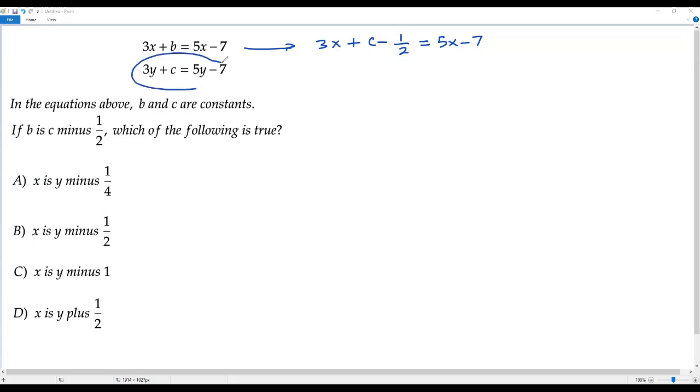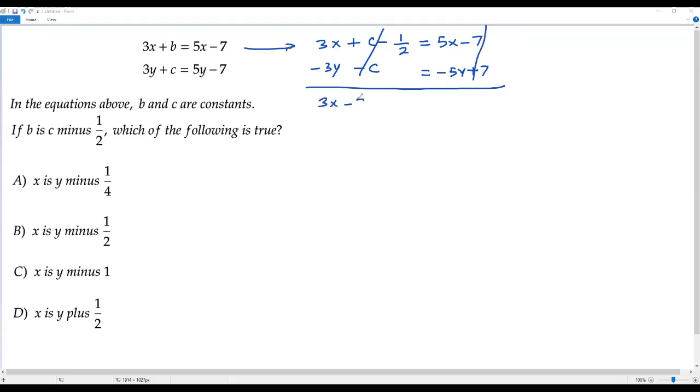So I multiply both sides of the second equation by negative 1. When I multiply this 3y by negative 1, it will become negative 3y. When I multiply this positive c by negative 1, it will become negative c. When I multiply this 5y negative 7 by negative 1, I'll be getting negative 5y positive 7. Okay, now this positive c, negative c will cancel out. This negative 7, positive 7 will cancel out. On the left side, I'm getting 3x negative 3y negative 1 half equals to, on the right side, I'm getting 5x negative 5y.